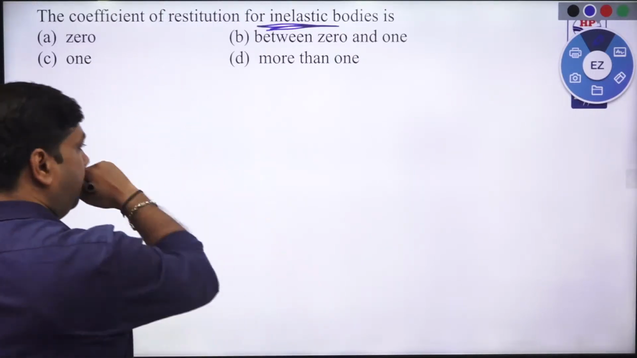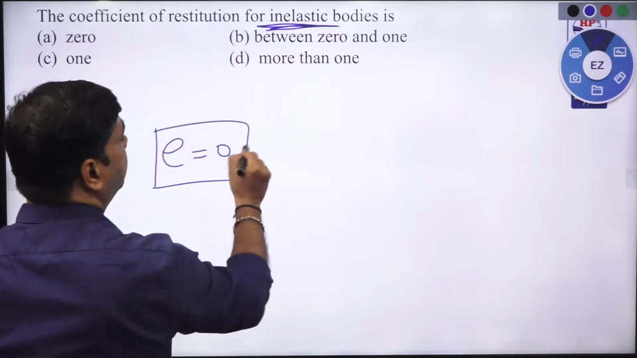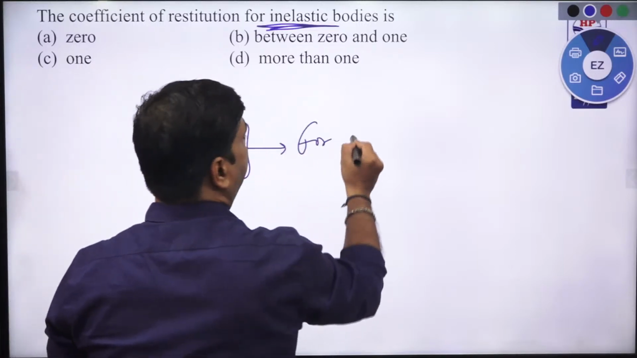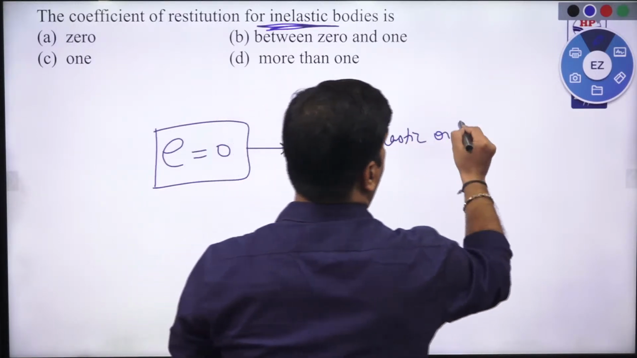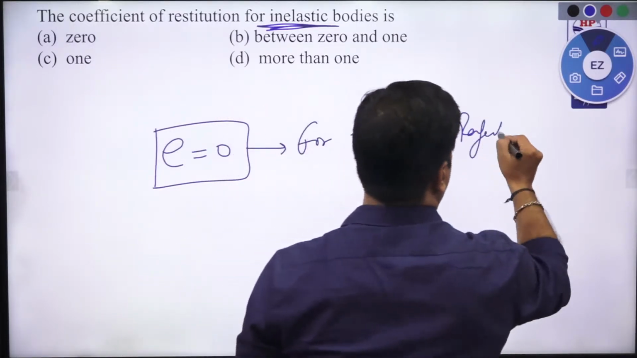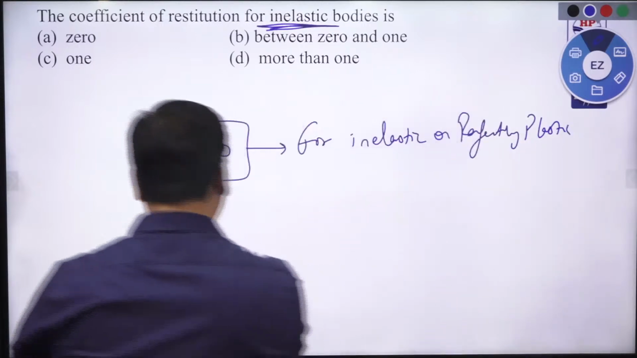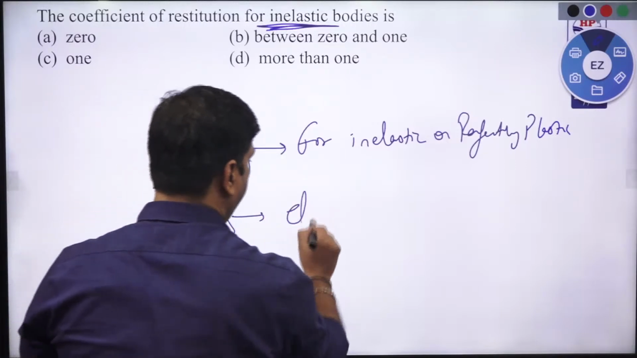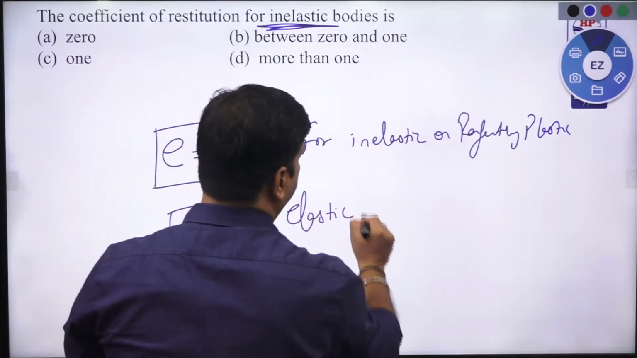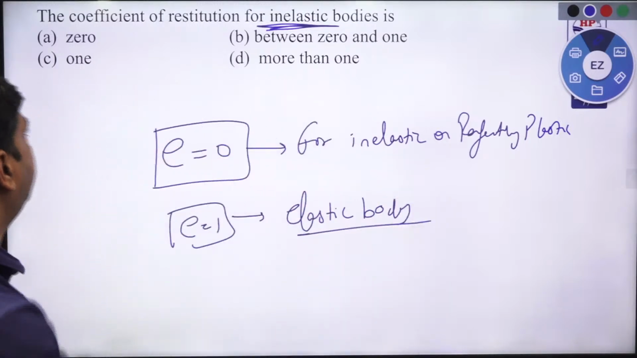So for the perfectly plastic body, e equals to 0, for inelastic or perfectly plastic. Both are the same thing. And e equals to 1 comes when? For an elastic body. Remember, this is for elastic body. Is it clear to you? So the answer is A.